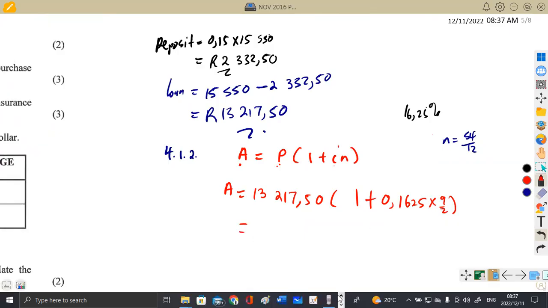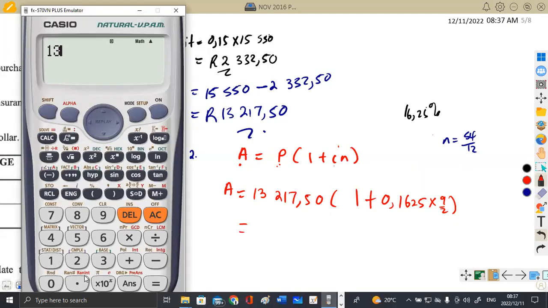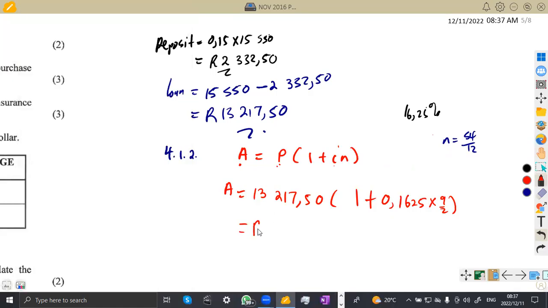All right, so that's the total amount that is going to be paid, which is 13,217.5 into the bracket of 1 plus 0.1625 times 9/2. That's what you're going to have at the end, which is the total amount. So it's going to be 22,882.79. But if you round off the 6, it's going to affect the 9, which is 10, and affect the 7 to 8. So the amount is going to be 22,882.80. Remember, 2 decimal places if you're dealing with an amount that is money.